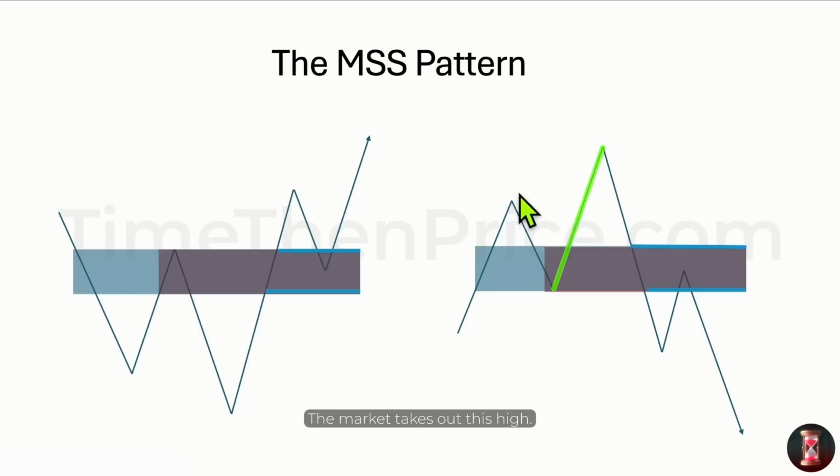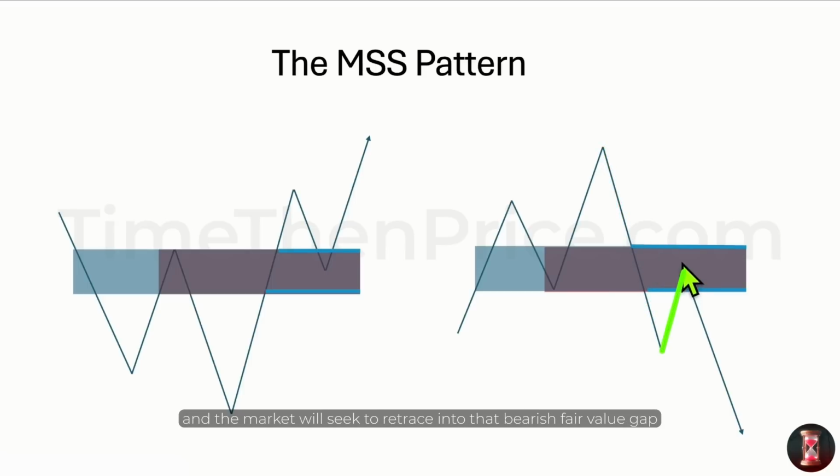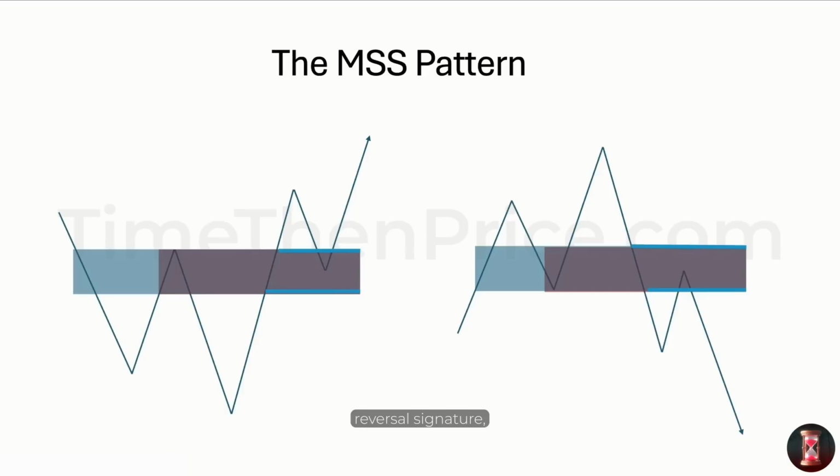The market takes out this high, it reaches our higher time frame key level, and then it begins to displace towards the downside. We see sell side delivery next. A bearish value gap gets created, and the market will seek to retrace into that bearish value gap before being allowed to expand lower. This right here is the bearish market structure shift pattern. If you begin paying attention to this reversal signature, you'll be mind blown by how many times it occurs.